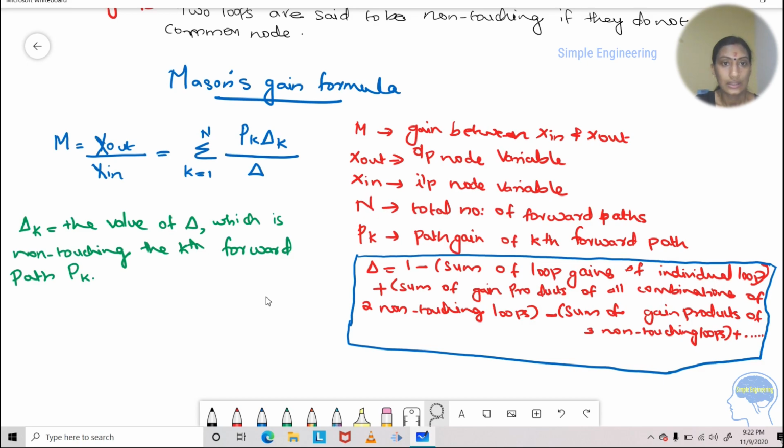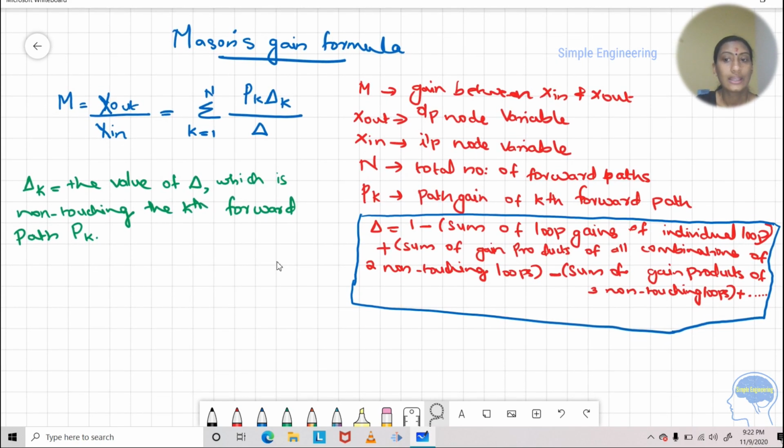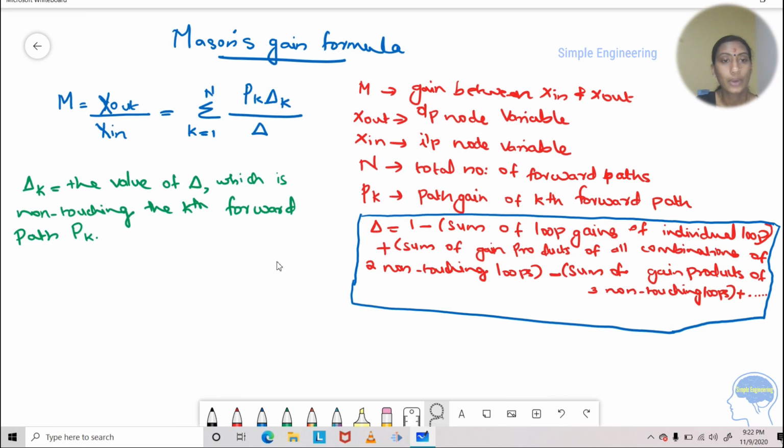So this should be clear, then only we can solve the problem using the signal flow graph and find the transfer function C of S by R of S.